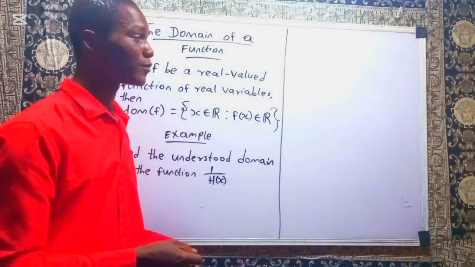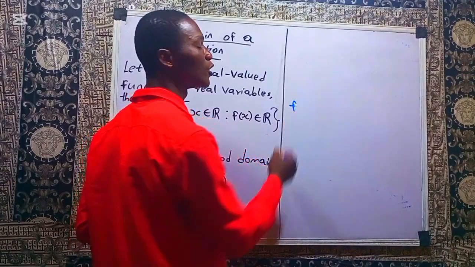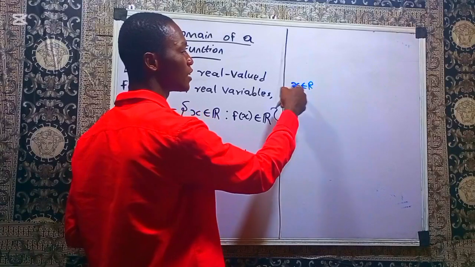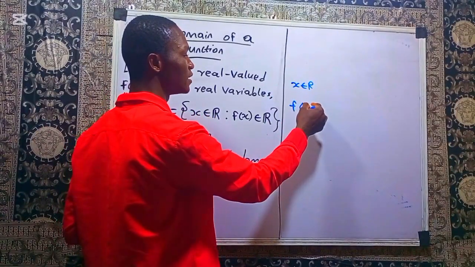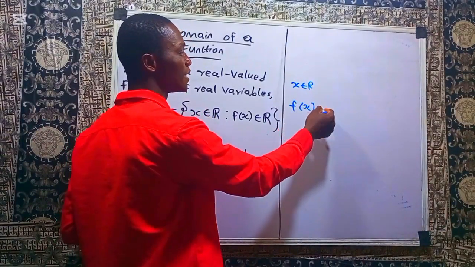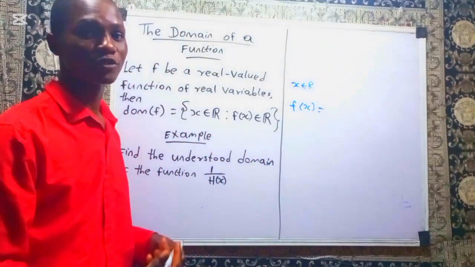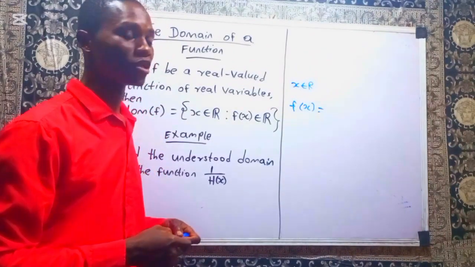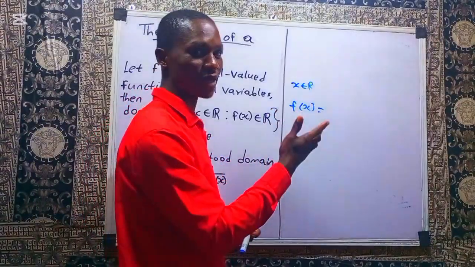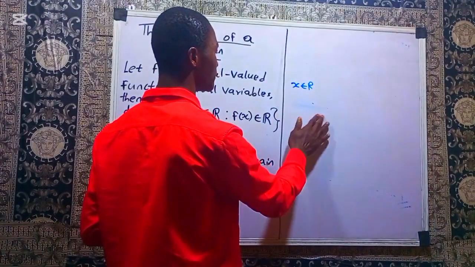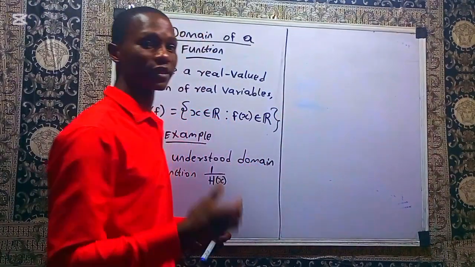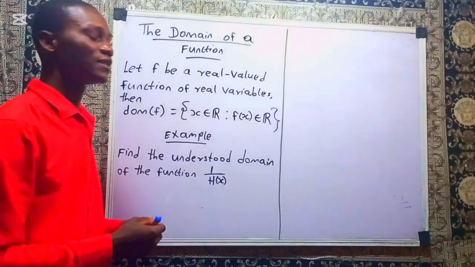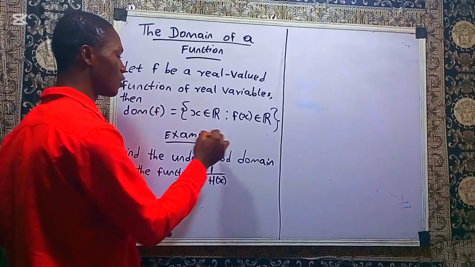A real number. So the domain of f is the set of all x in the real numbers, so that if I put this x inside f, the answer I'm going to get will be what? A real number. I should not get infinity or an undefined expression. So I should get a real number as the value. So we are looking at those sets of real numbers that will produce real numbers as the value of the function. So with this, we'll look at the first example on this topic.